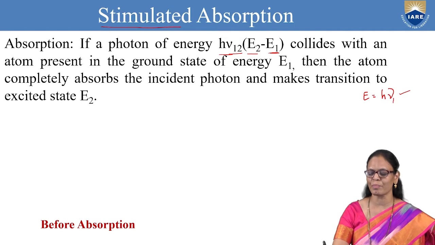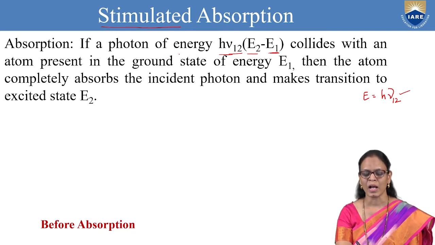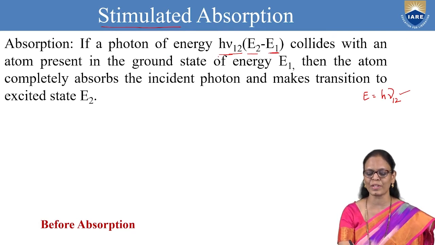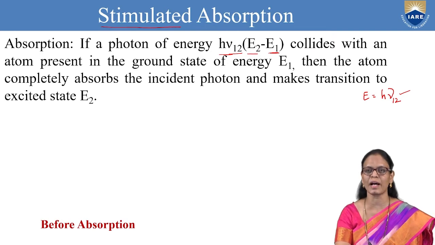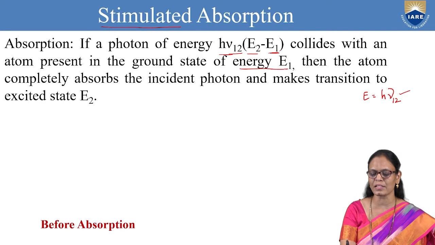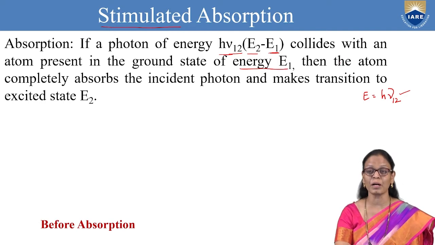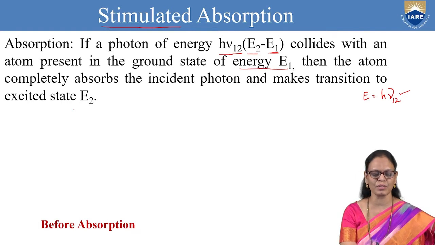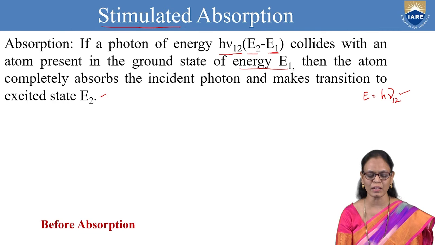So, the difference in energy has to be supplied to the atom. When this photon collides with the atom present in the ground state, which has energy E1, the atom completely absorbs the incident photon and makes a transition to the excited state. This is what we see in stimulated absorption.